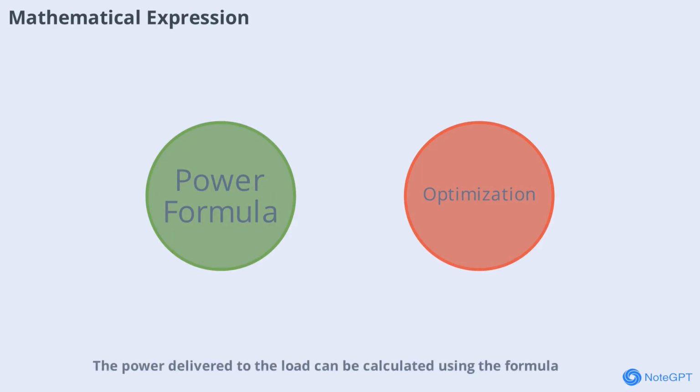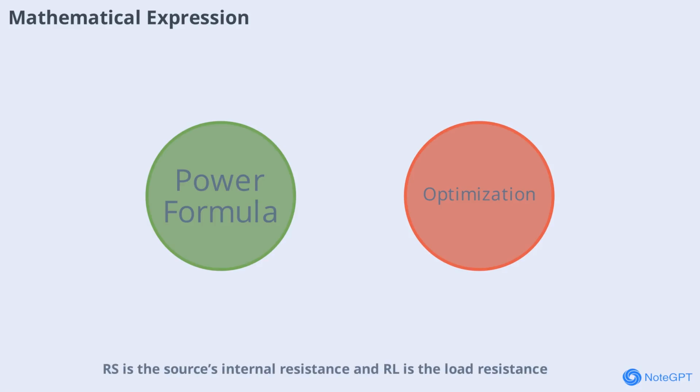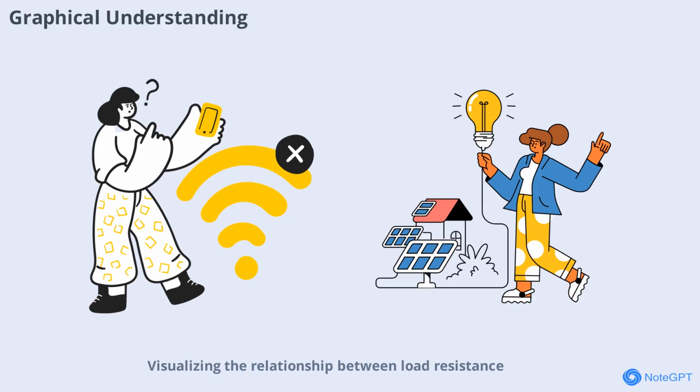Power delivered to the load can be calculated using the formula P = V²RL/(Rs + RL)², where V is the source voltage, Rs is the source's internal resistance, and RL is the load resistance. This equation shows that the power depends on both the source and load resistances. By differentiating this expression with respect to RL and setting the derivative to 0, we find that maximum power occurs when RL equals Rs. This mathematical approach confirms the theorem and provides a clear method for engineers to optimize their designs.